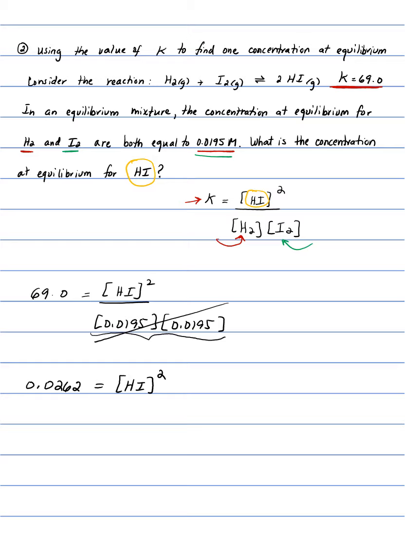So now still we don't have the concentration of HI yet, because this is the square of the concentration of HI. So to get the actual concentration, we need to use the square root to get rid of the square, and that will give you the concentration of HI. Still using three significant figures, 0.162.